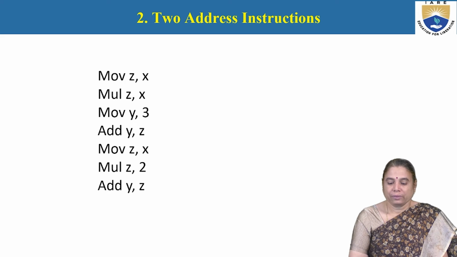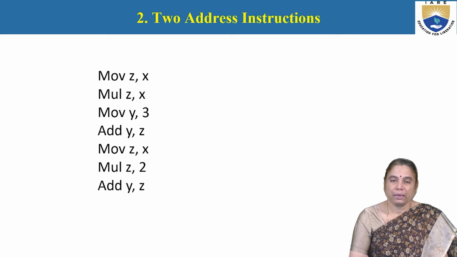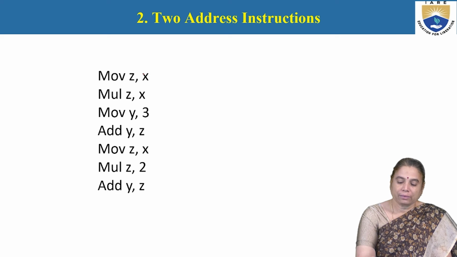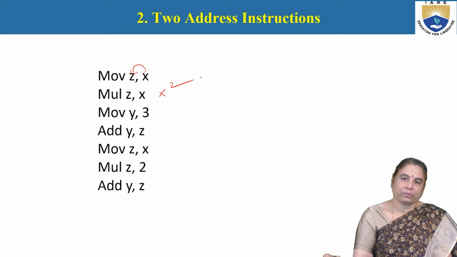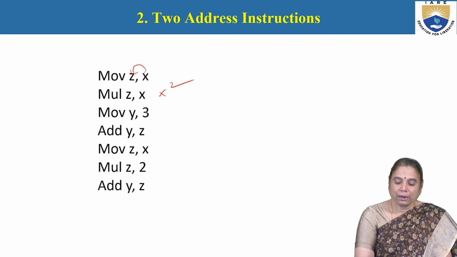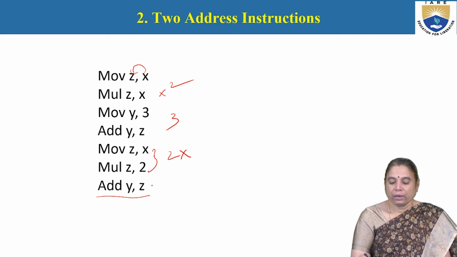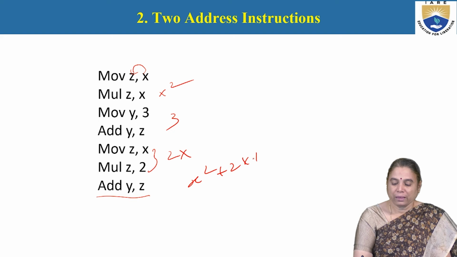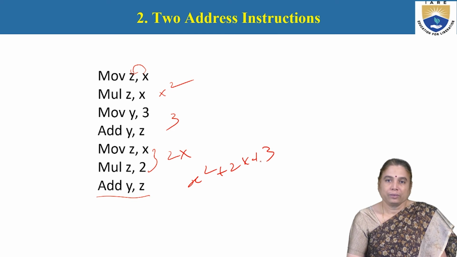Next, for the two address sequence, the destination register cannot be specified. So, first moving the x value to the z and multiplication of this for the z to obtain the x square value. Next, move y value to the 3 and add z to the y. X square plus 3 can be performed. Next, move x to the z, multiply to z. So, to perform the 2x, these two can be used for 2x operation. This is for 3. Add these so that you can evaluate the x square plus 2x plus 3 expression using two address instruction sequence.